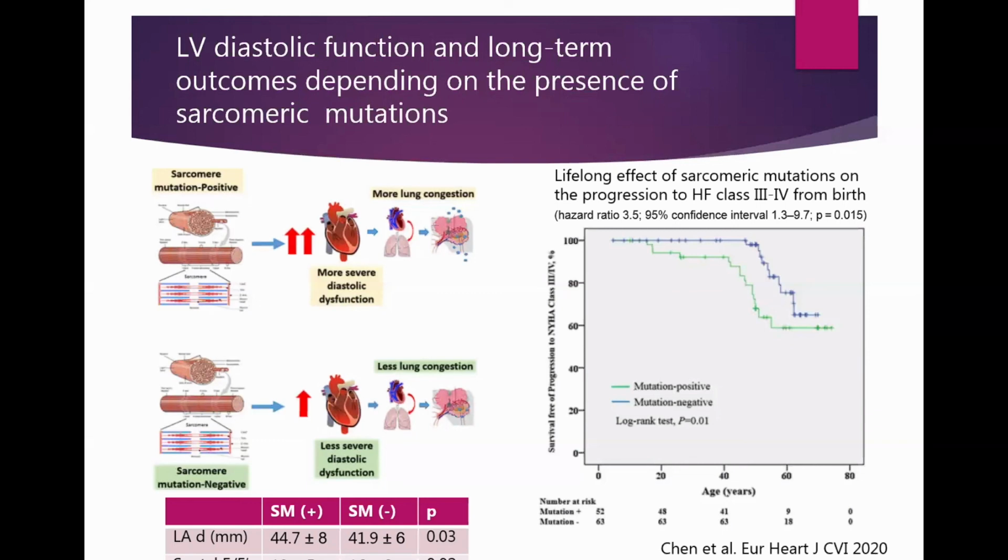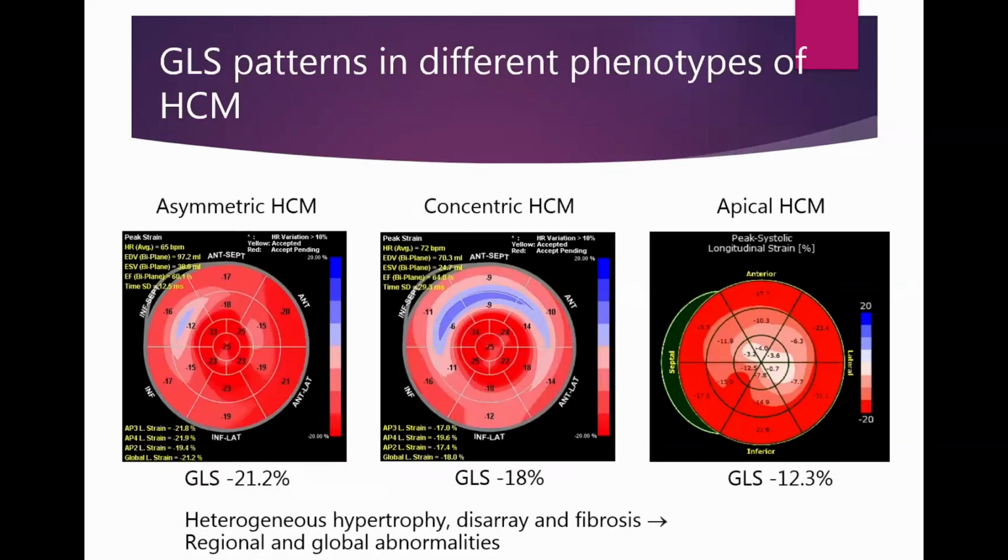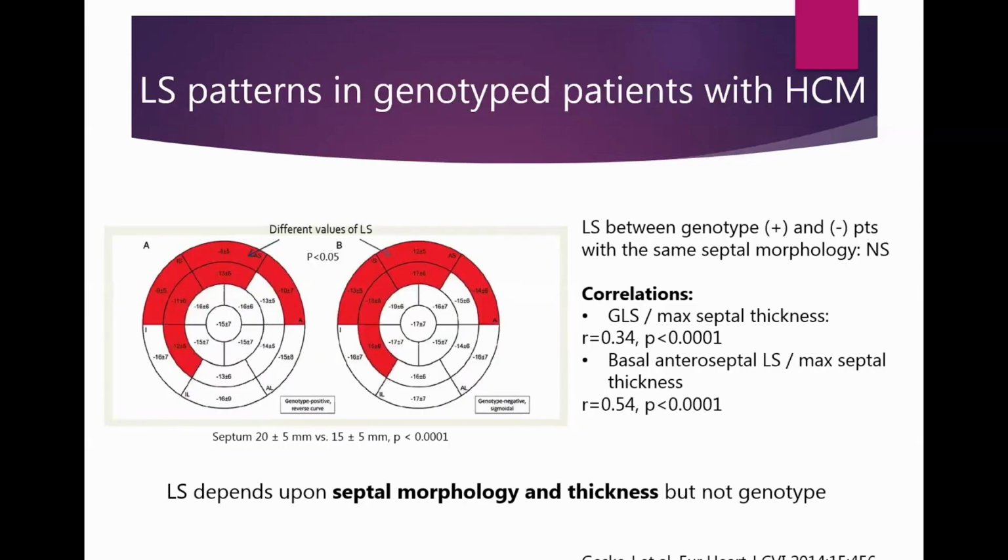Patients with sarcomeric mutations have more severe diastolic dysfunction, and they also show earlier and faster progression to heart failure class 3-4 from their birth. These are different longitudinal strain patterns in different phenotypes of hypertrophic cardiomyopathy. The bullseye plots are different, and the regional decrease in longitudinal strain, in fact, depends on the segments with the maximal thickness.